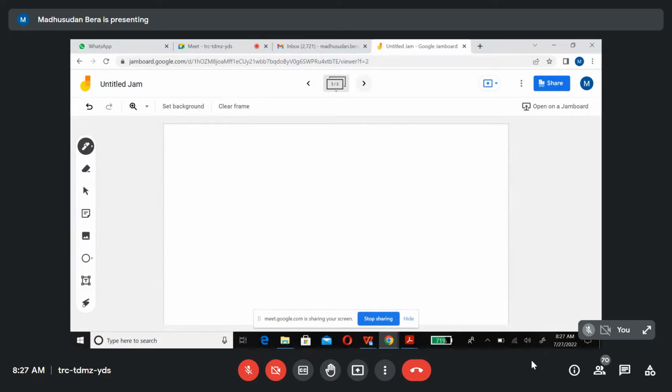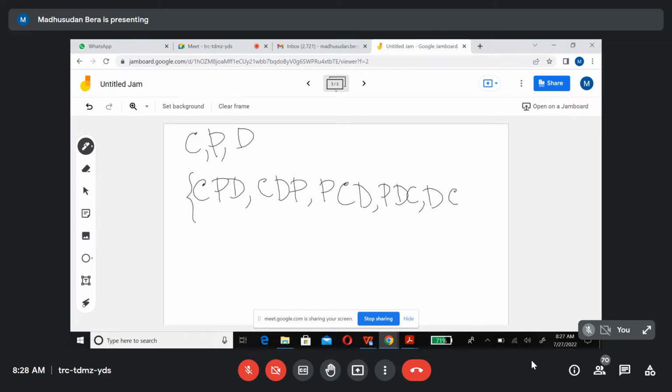CPD. So if C is the first one, second one will be either PD or DP. If P is in the first position, the remaining are CD: PCD, PDC. If D is in the first position, there is C and P: DCP, DPC. So these are the list. Is this okay?